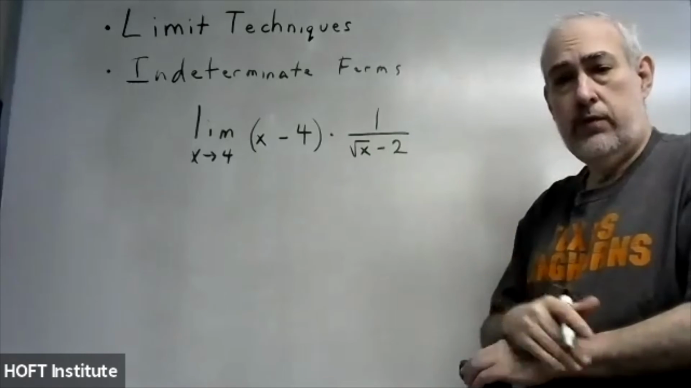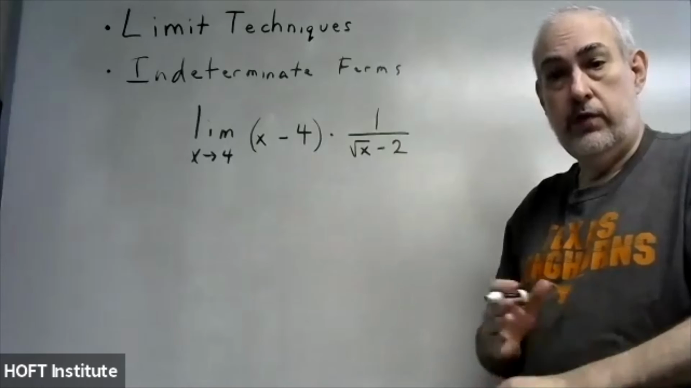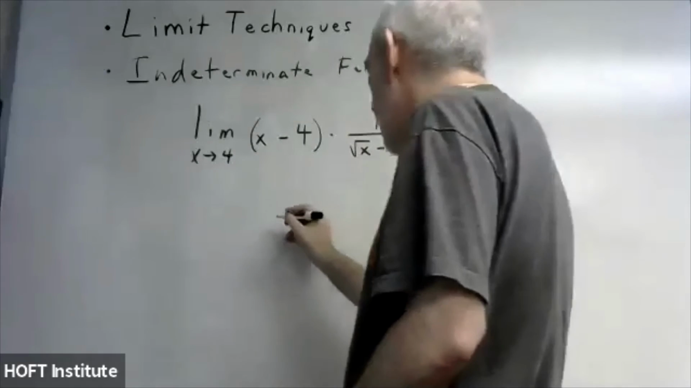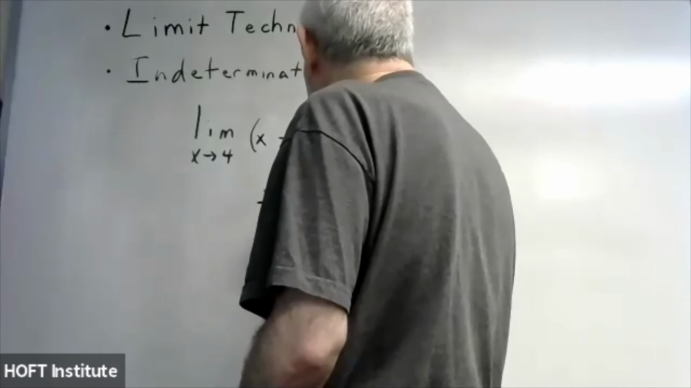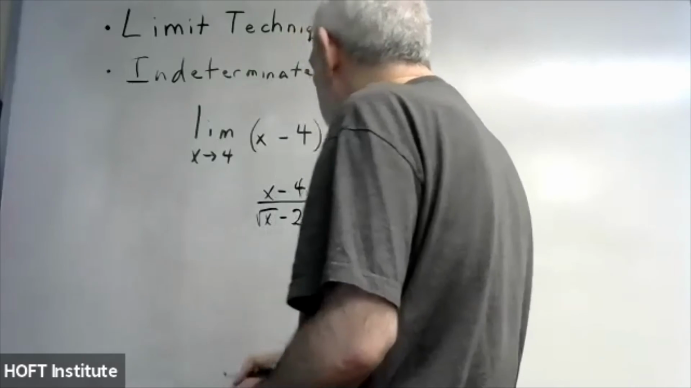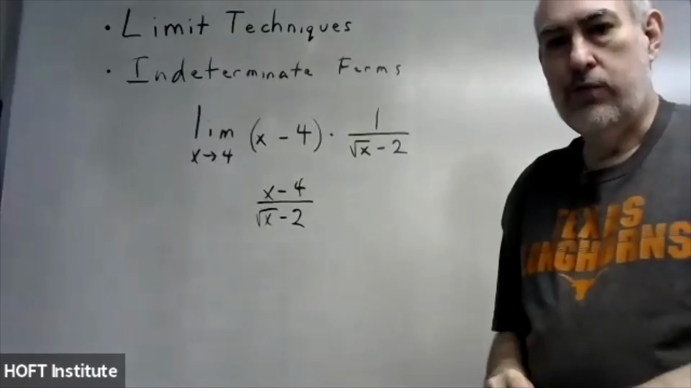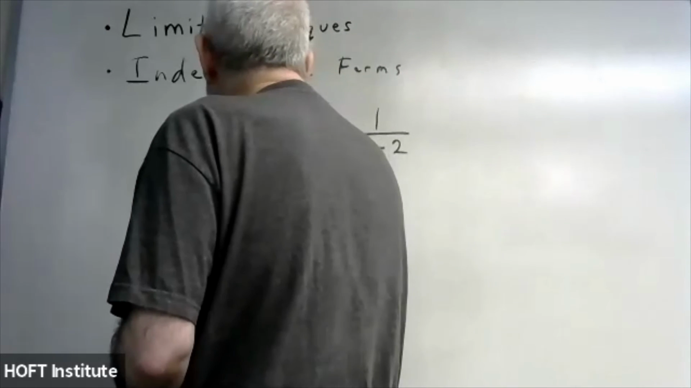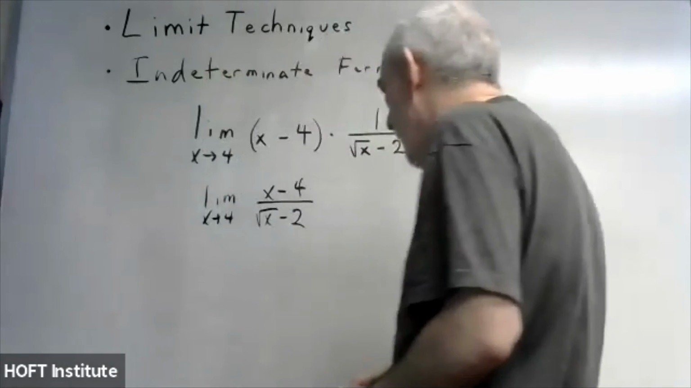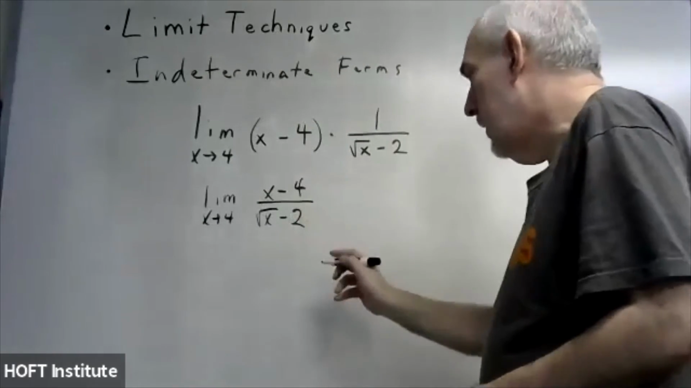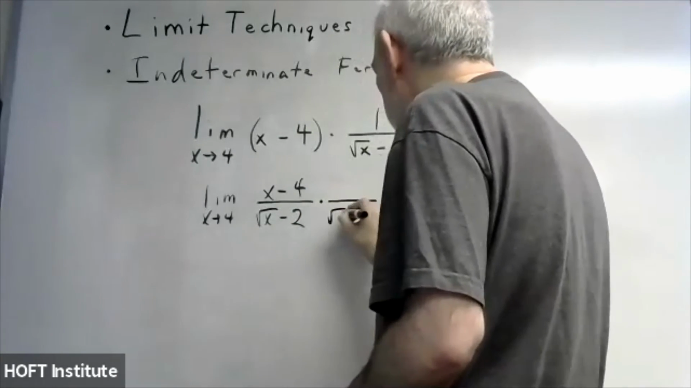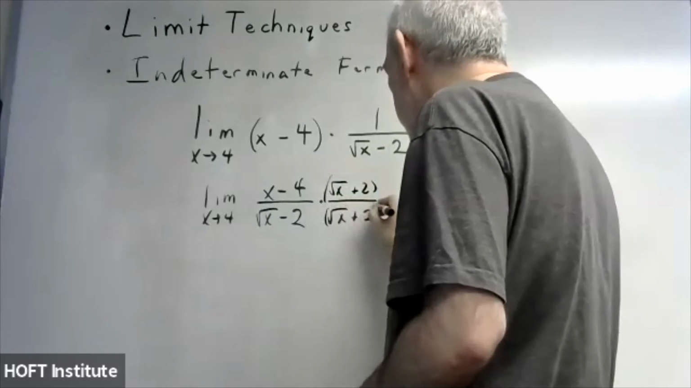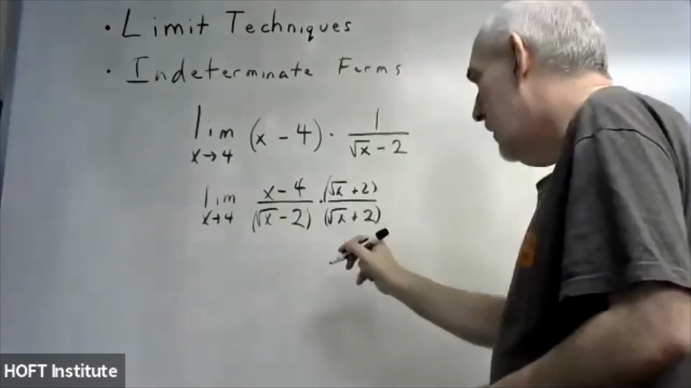All right, here's an example of a problem that is 0 times infinity. Although, really, we could just combine this together by moving x minus 4 onto the top. And then it becomes really a 0 over 0 problem, but that's okay. Think of this as just another practice problem. On this one, because we have a square root, we would simplify by using the conjugate, which is going to be square root of x plus 2. So multiply that on the top and the bottom.